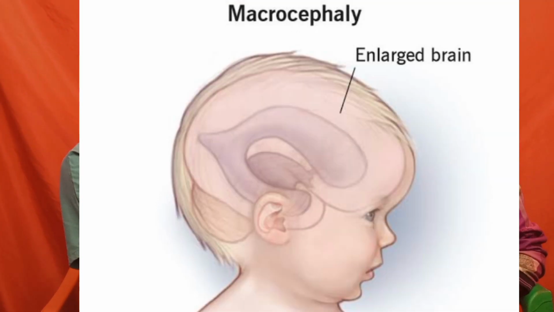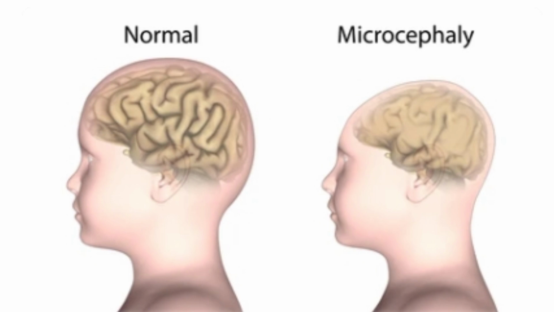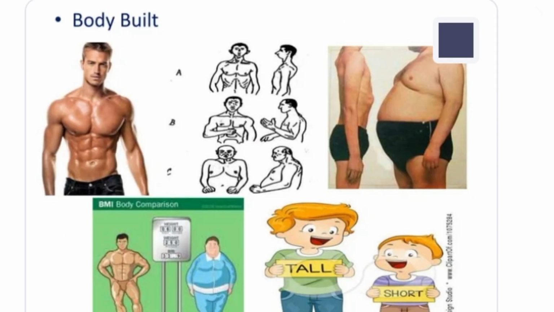For example, you observe the size of the head, if there's a macrocephaly or if there's a microcephaly. So you also observe the build of the patient, that is the height of the patient, the weight of the patient, vital signs, that is the blood pressure, temperature, and maybe the pulse rate.